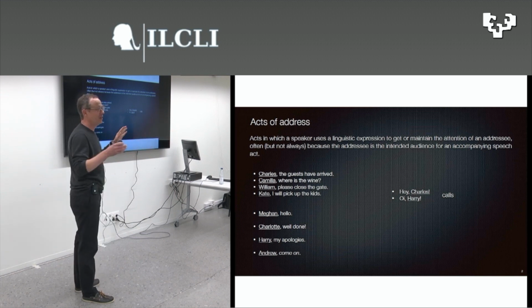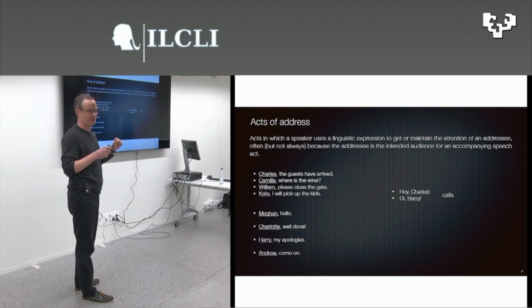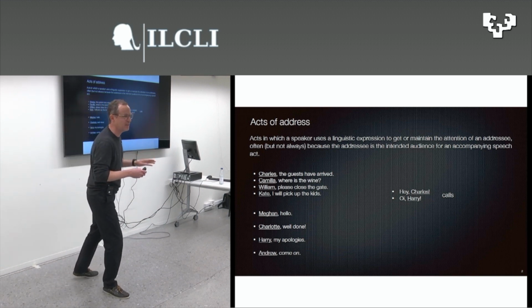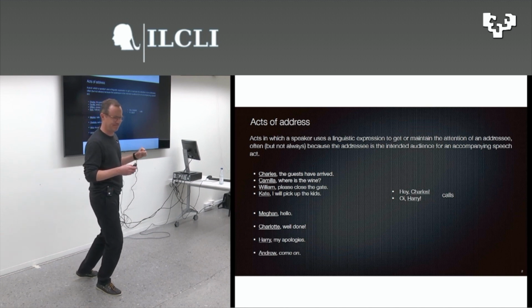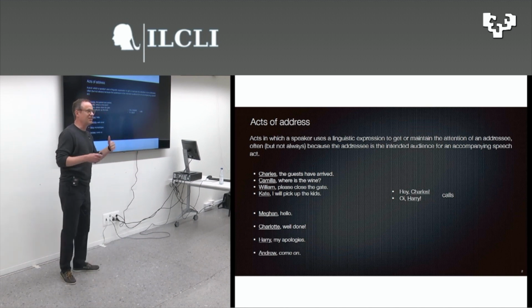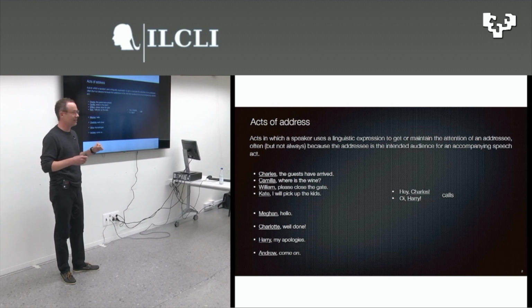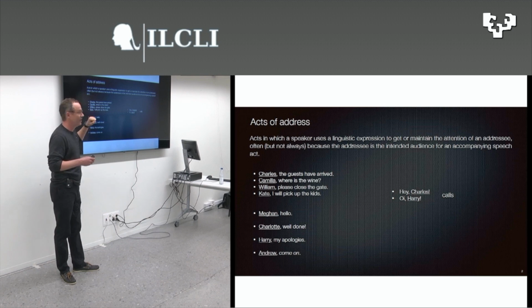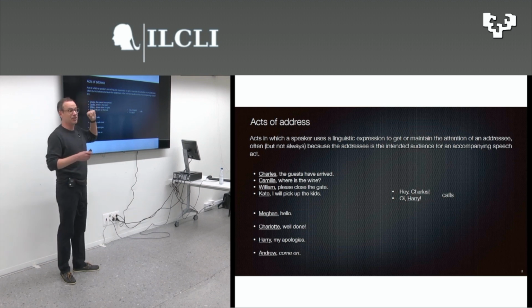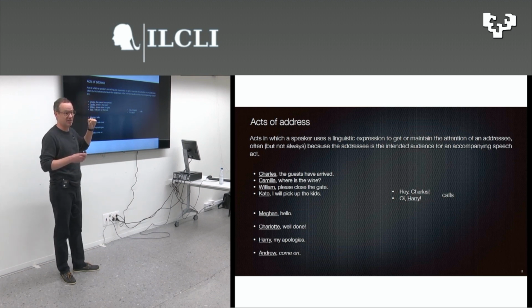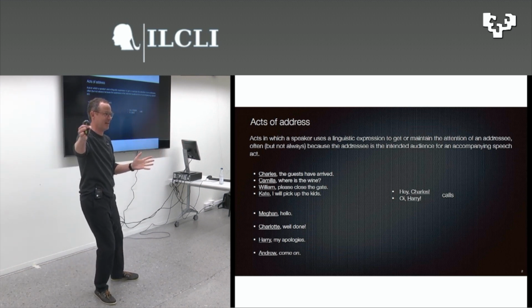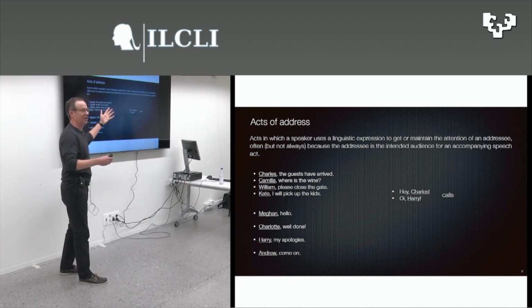All right, so vocative uses of proper names are paradigm cases of what I'm thinking about. So here are some examples. All my examples, by the way, are going to come from the British royal family. So I say, Charles, the guests have arrived. These are vocative uses of proper names. When I say Charles there, I am performing an act of address. I'm trying to get Charles's attention because I have something else that I want to say to him. The guests have arrived. So similarly, Camilla, where's the wine?